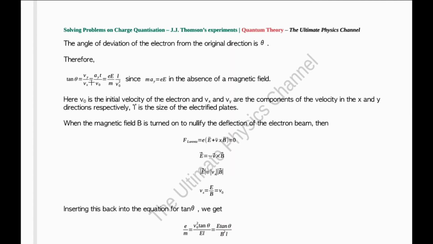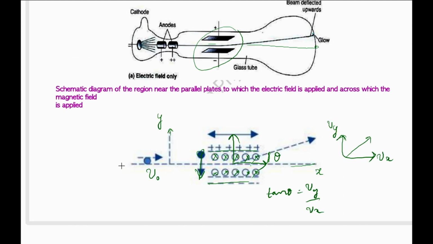which can be written again as the velocity along the y direction, which is the acceleration that the electron beam undergoes in the y direction, a_y, times the time t, over Vx, the velocity in the x direction, which is the initial velocity which does not change, which is V0. So when the electron beam starts here, it has a velocity V0 and the Vx is unchanged in that direction.